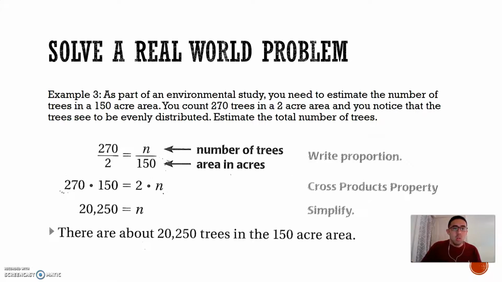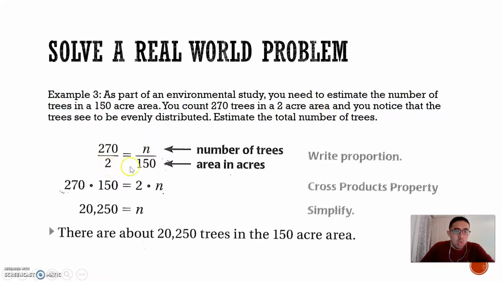All right. So let's look at a real world problem. As part of an environmental study, you need to estimate the number of trees in a 150-acre area. You count 270 trees in a 2-acre area, and you notice that the trees seem to be evenly distributed. Estimate the total number of trees. Well, since you know that the trees are evenly distributed, then you know that the ratio of trees for the 2-acre area is going to be the same as for the 150-acre area.